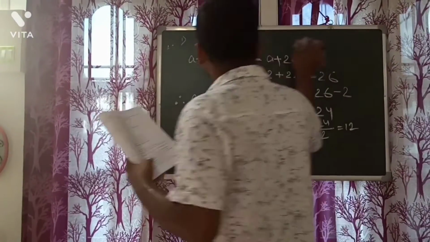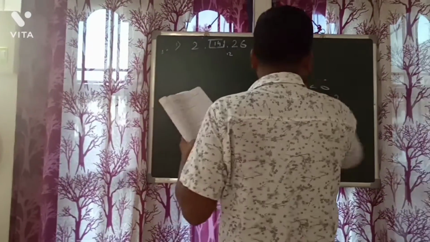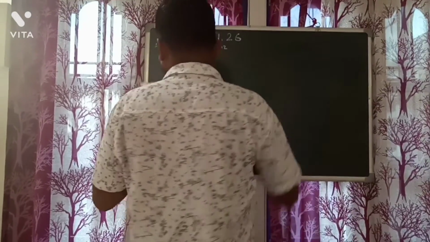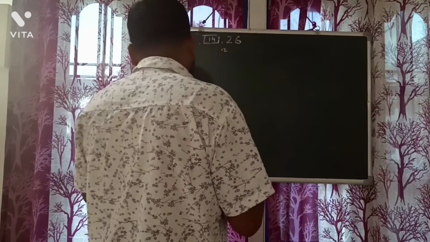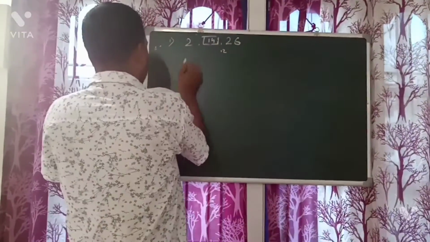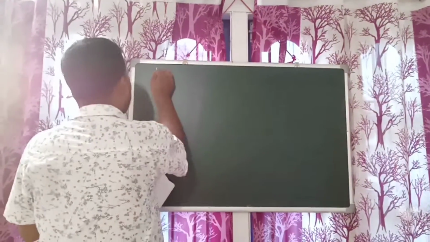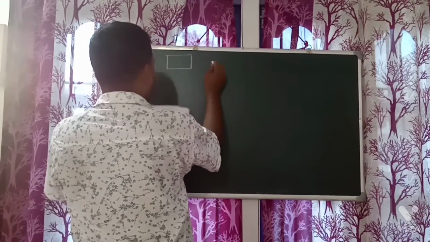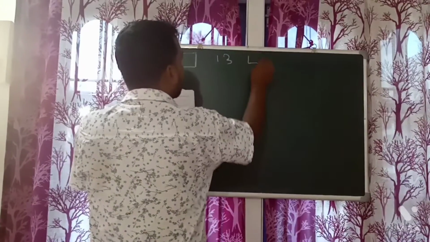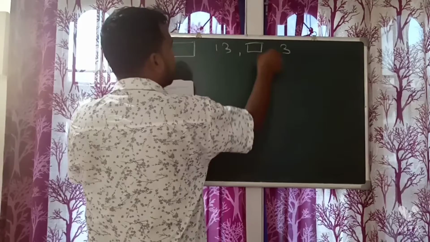Then see next. Then next one. First one, now see, 3 2. First one is also a box. Then there is 13. Then another box. Then there are 3. Okay.